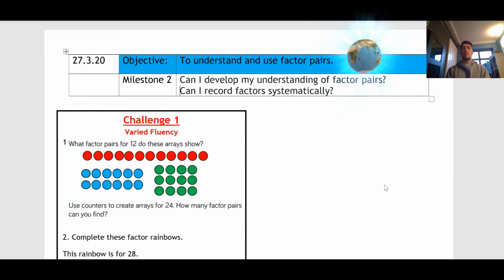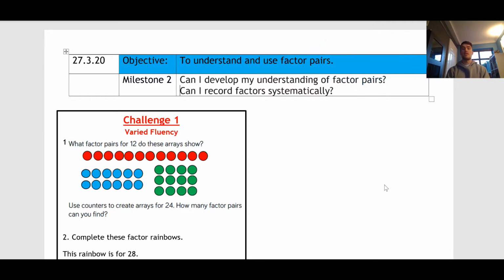So we're going to work our way through the different challenges. If you pause the video, you will get the answer afterwards. I'll tell you when to pause. For this video, it would be great if you could have a pencil, some paper, a ruler. You might want to use a whiteboard, if you have one at home, that would be fantastic.